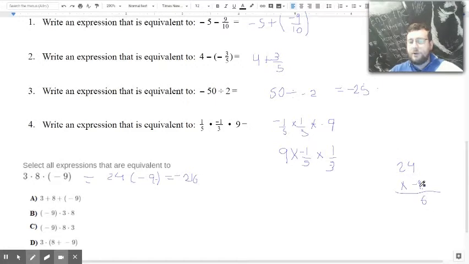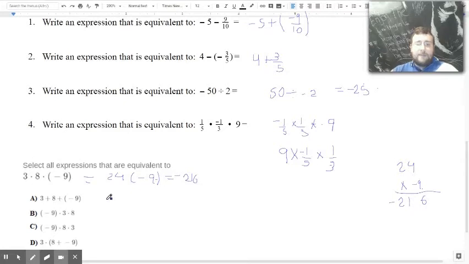3 carries over. And then 2 times 9 is going to be 18. With the 3 that carries over, that becomes 21. So 216. But because there's one negative, the answer is negative. So -216 is the answer.